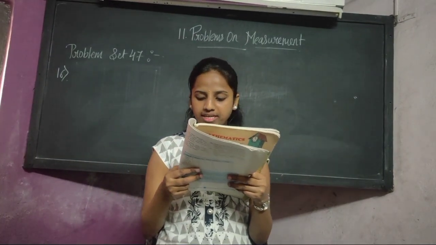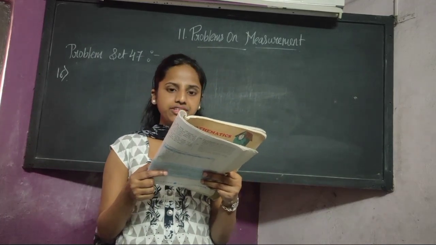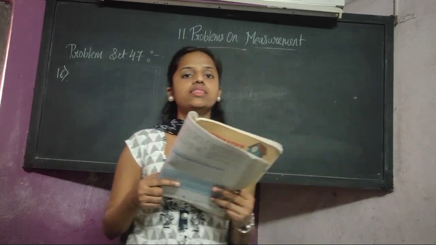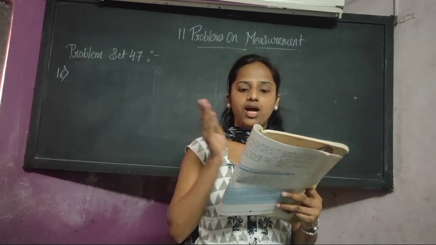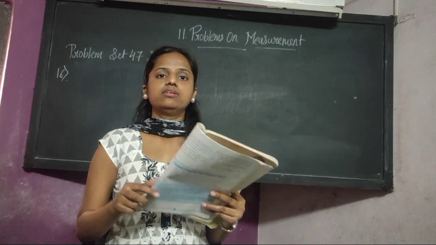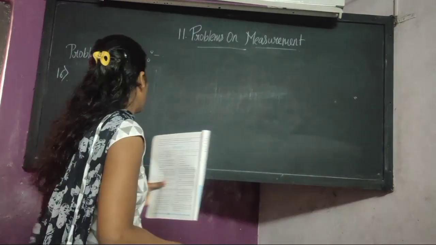Renu took part in a 100-meter race. She tripped and fell after running 80 meter, 50 centimeter. How much distance did she have left to run? That we have to find out. The total distance is given, that is 100 meter. Out of 100, she ran for 80 meter, 50 centimeter. Now how much is left to run? That we have to find out by subtraction.